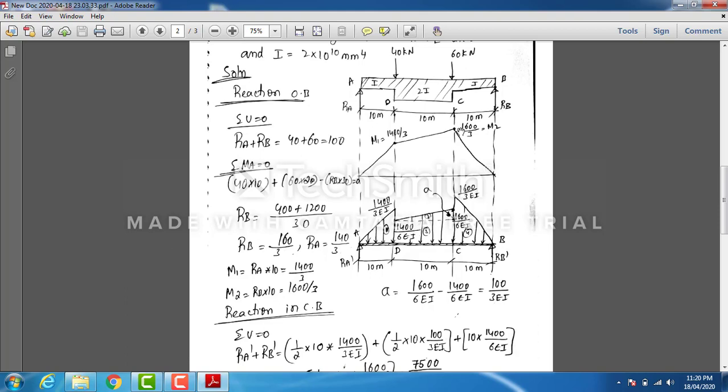Now coming to the other side. So at point C it is 1600 by 3. So first considering I value, you get 1600 by 3 EI. Next considering 2I, you get 1600 by 6 EI.